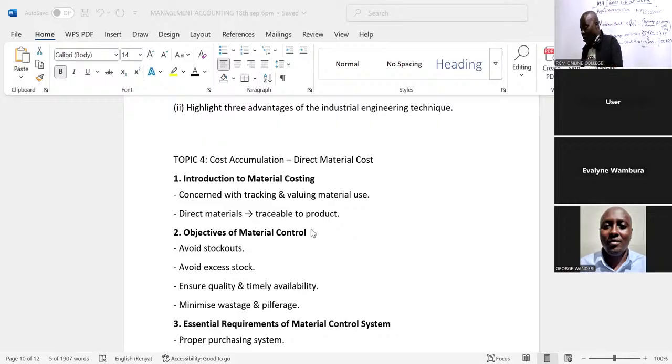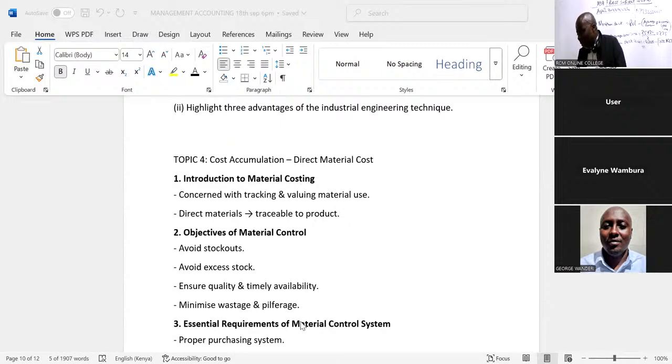Also, excess stock has an effect on perishability. When stock is really, really excess, there is a high chance it could go bad. Also, ensure high quality and timely availability, and minimize wastage and pilferage. That is theft.